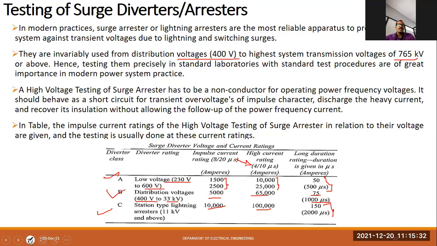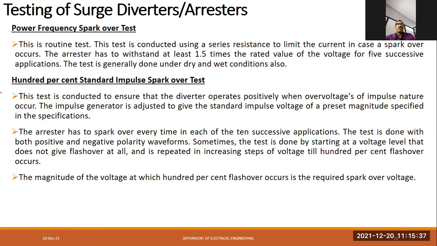Okay, so let us move towards the various tests that are conducted on the surge diverter. First of all, the power frequency spark over test, which is a routine test. The test is conducted using a series resistance. That series resistance is used to limit the current if there is a spark over occurring. Whenever the spark over takes place, that resistance is used to limit the current, whatever current is increasing.